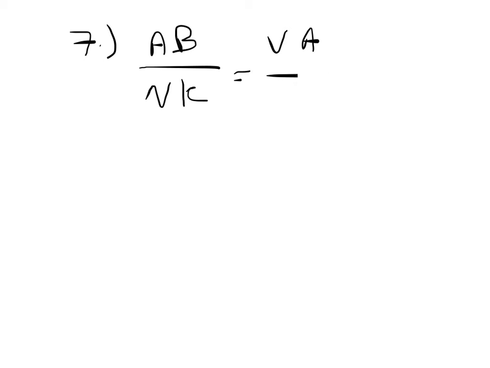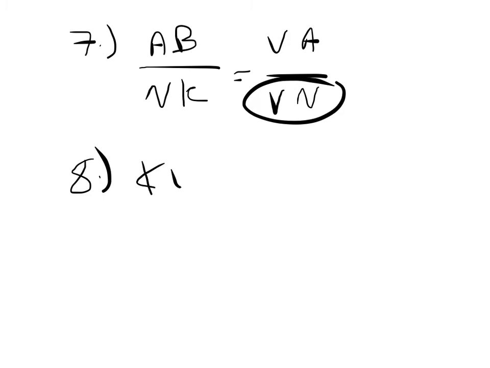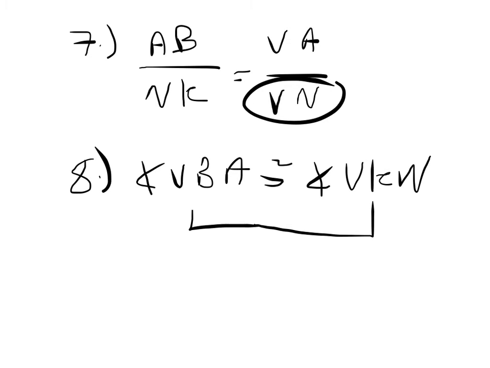And for number 7, from those similar triangles, all I've got to do is match up corresponding sides. So A to B over N to K is going to equal V to A, and V to A is going to correspond to V to N. For number 8, angle VBA is congruent to which angle? Well, VBA is going to correspond to VKN, making sure I match up vertices in my similarity properly.